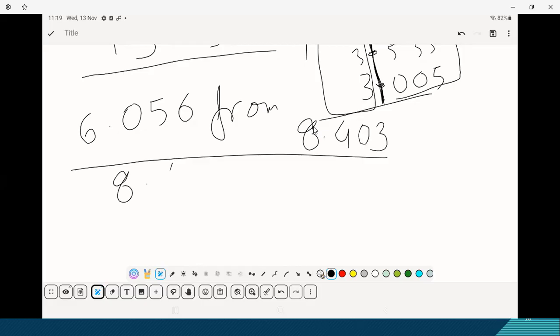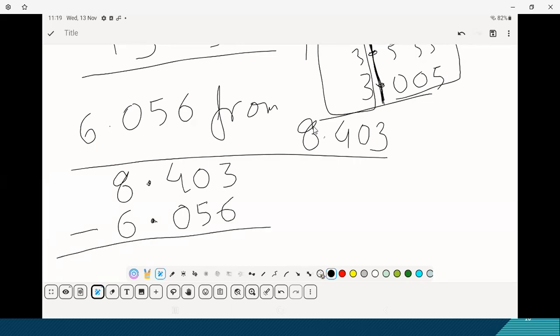So 8.403 and then the subtraction sign, 6.056. The decimal should be at the same place. Now, as we know how to take borrow, we'll do it simply as we did in the previous classes. Okay, so 3 cannot be subtracted from 0... so we'll take the borrow from 4. That will be the 3. Then this will be the 10. Now the 3 is going to take borrow from 10. It will become 13.